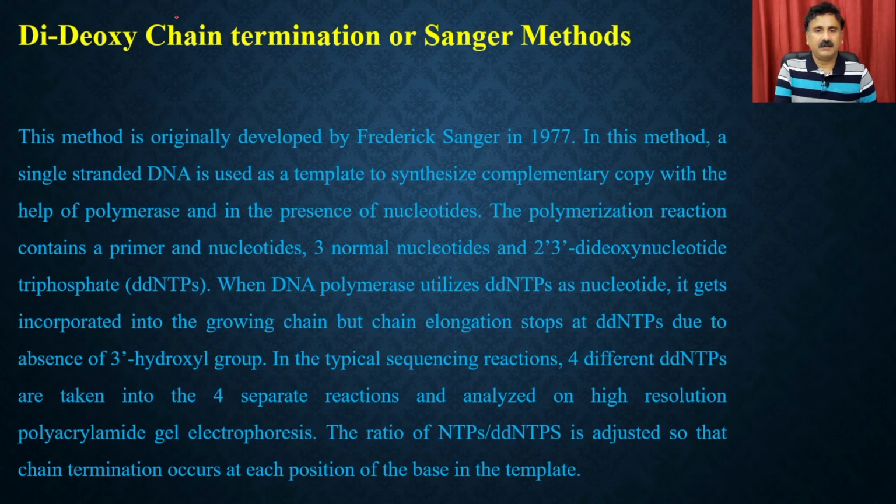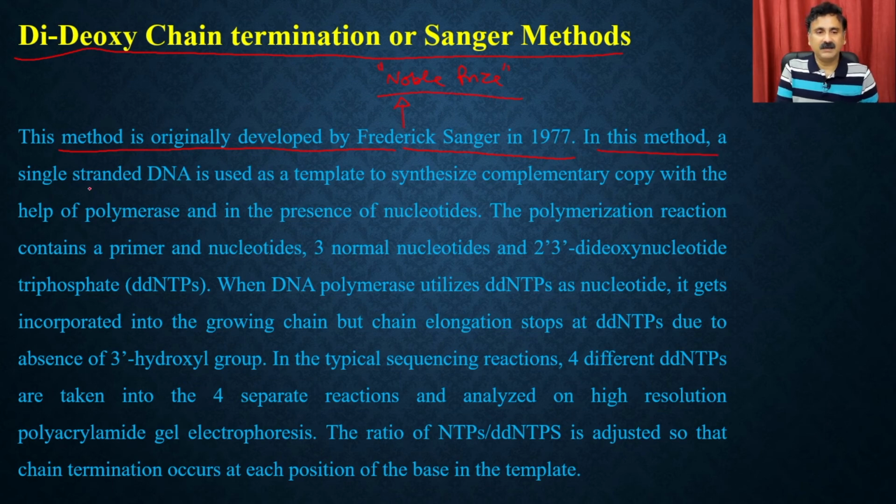So what is Sanger's method, or the dideoxy chain termination method? This method was originally developed by Frederick Sanger in 1977, and for this method Frederick Sanger got the Nobel Prize for discovering a method to sequence genomic DNA.